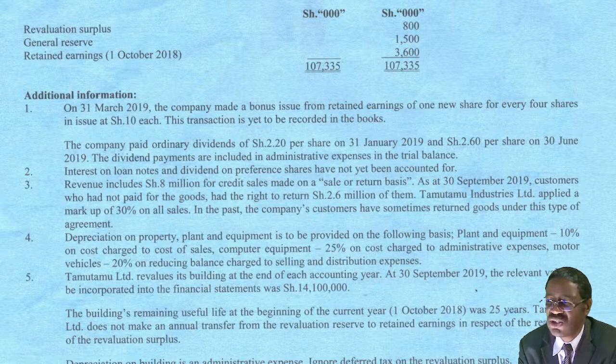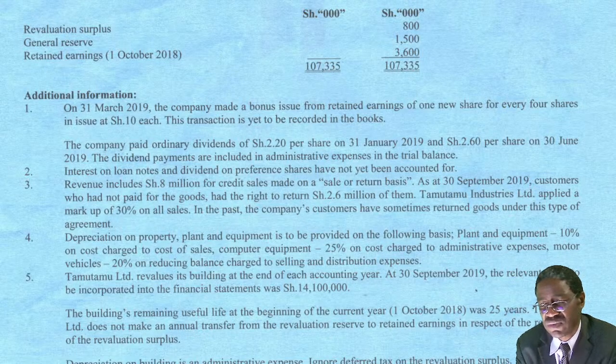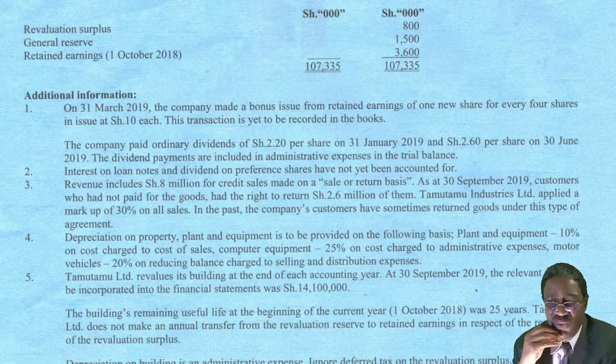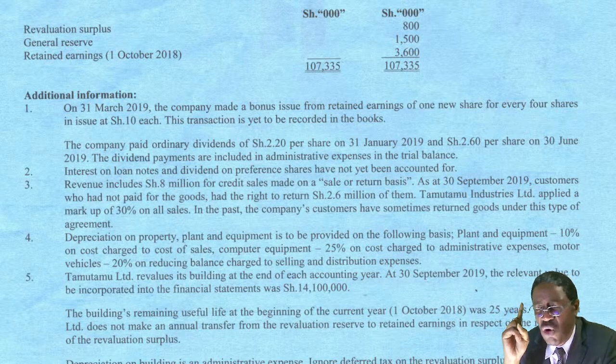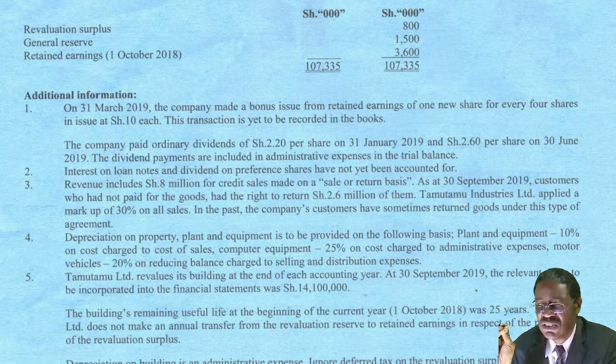The transaction is yet to be recorded. Then after that, we are given the next paragraph. The company paid ordinary dividends of 2.2 per share on 31st of January 2019. I talked about the dates there. Listen, the first batch of dividend was paid on 31st January 2019.